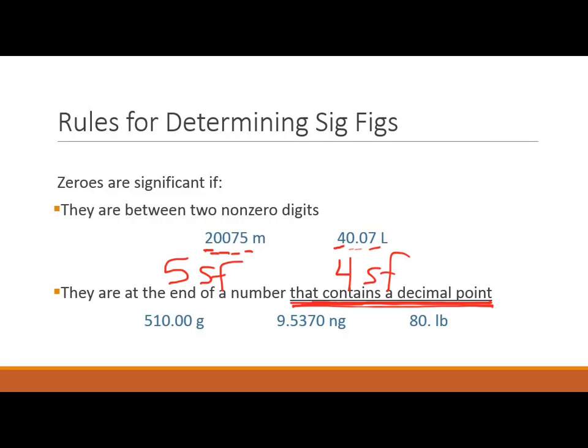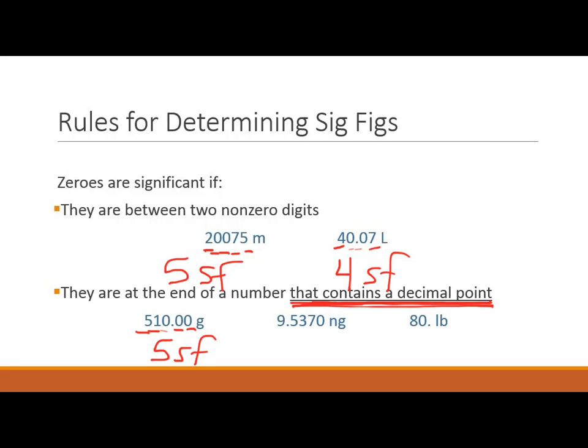Now, it does not matter where that decimal point is in the number. It can be at the beginning, at the end, but trailing zeros, or zeros at the end of the number, become significant if there's a decimal point. So here, the 5 and the 1 are automatically significant. Here are 3 trailing zeros. There's a decimal point in the number, therefore they are all significant. So we have a grand total of 5 sig figs there.